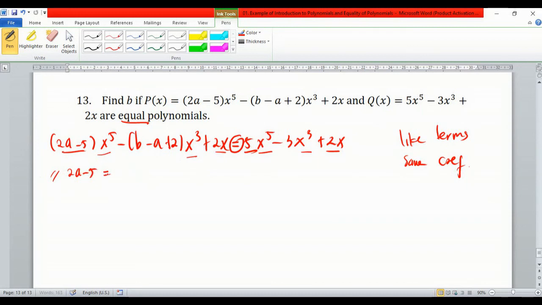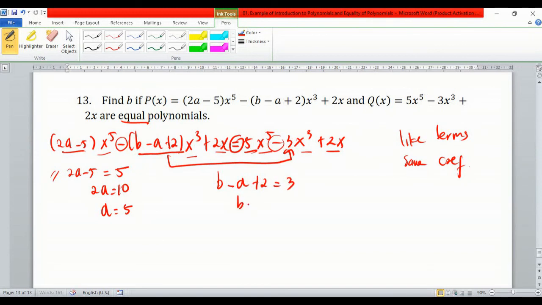So we can write like this: 2a minus 5 is equal to 5. So we can write 2a equals 10. So we get a is 5. And then this one is equal to this. Because they have the same minus, you don't need to put it again. So we can write like this: b minus a plus 2 equals 3. So b minus 5 plus 2 equals 3. So b minus 3 equals 3. So you will get b equals 6. Okay, easy, right?